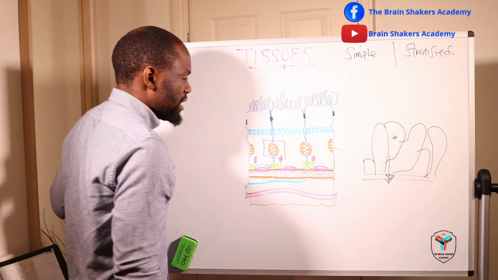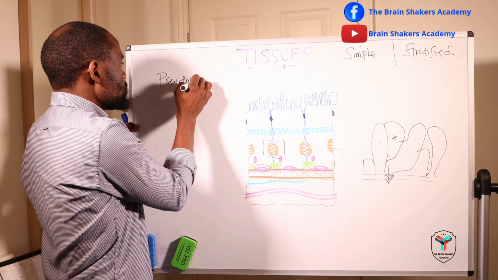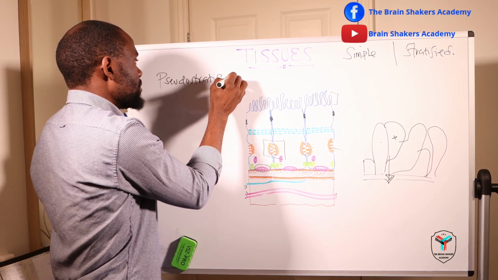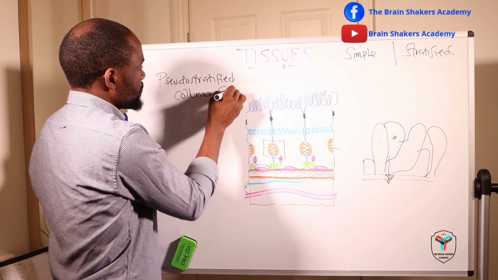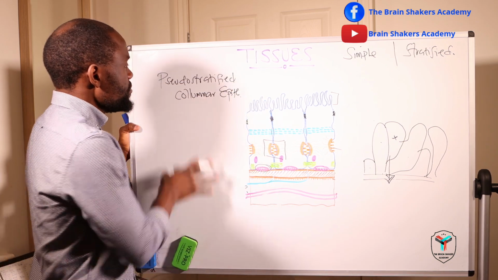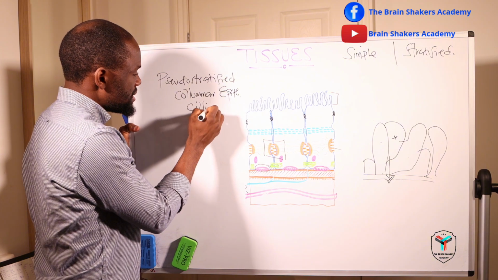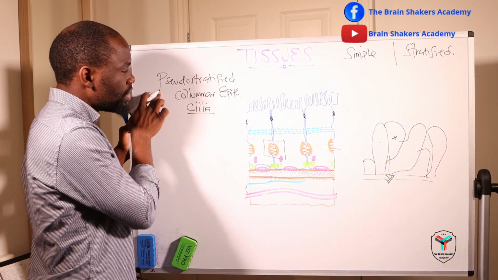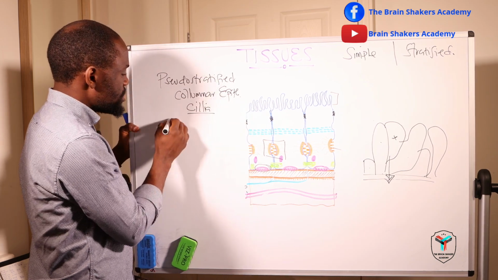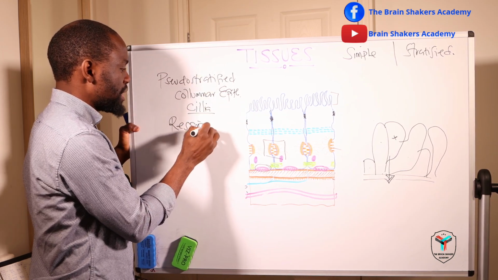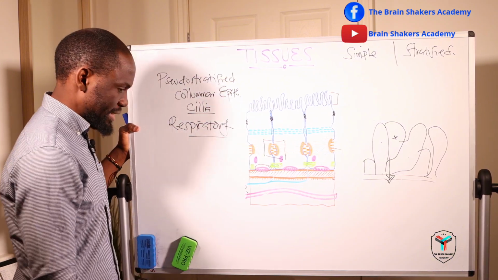So in terms of tissues, you can have also what we are calling the pseudo-stratified columnar epithelium. Now, if you have a pseudo-stratified columnar epithelium, usually it is going to have the presence of cilia on it. So we'll call it the pseudo-stratified columnar ciliated epithelium. And this is what you're going to find in the respiratory tract, such as the nostrils. You will find a pseudo-stratified columnar ciliated epithelium.